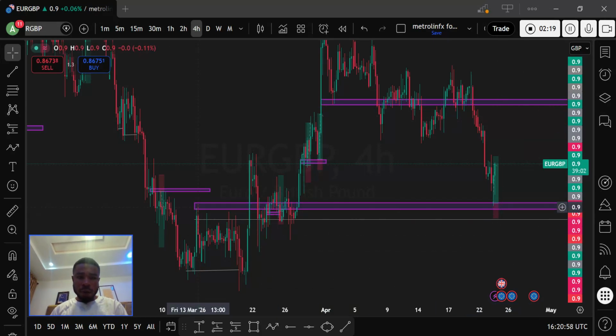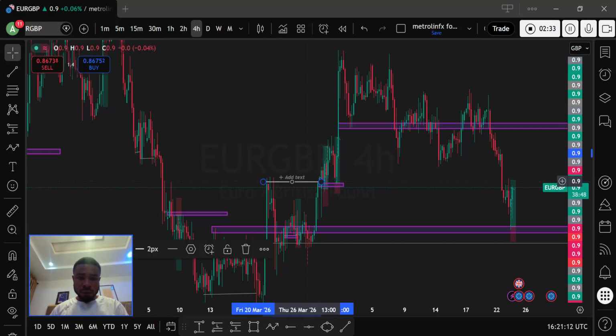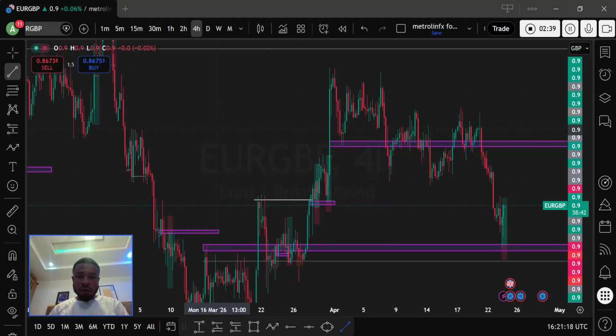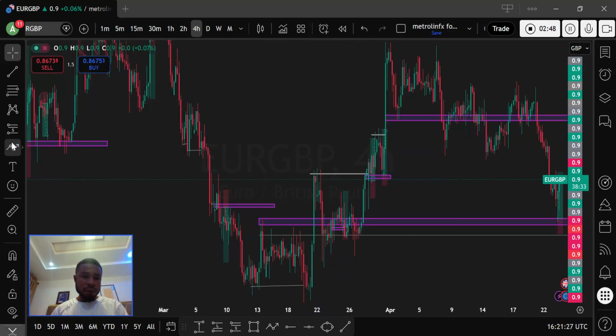You can see this was where we first got the change of character. Then we got a break of structure to the upside, which is this level. This was the change of character, we got a break of structure to the upside, and then another break of structure to the upside, on the 4 hours. This uptrend had a series of higher high, higher low, higher high, higher low, and this higher high.